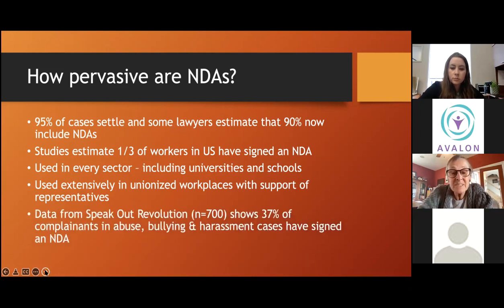And just in terms of another data source, we have a data partner in the UK called Speak Out Revolution, who do work on abuse, bullying, and harassment, not just sexual harassment, but more generally. And they now have data from their current survey, which is still there. You can go and complete it if you'd like to. It's on our website. They have 700 respondents now, very nearly, which is a very respectable number.